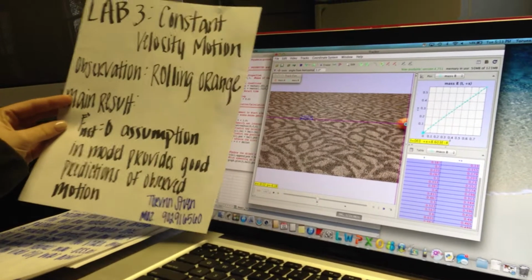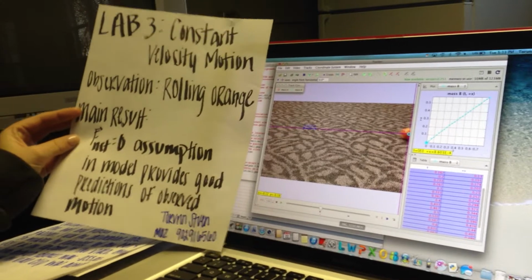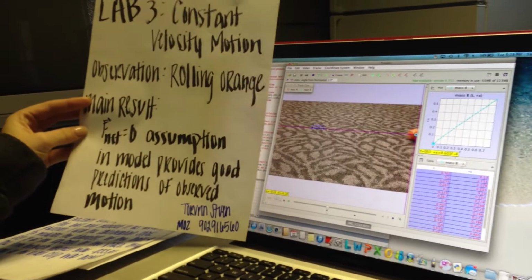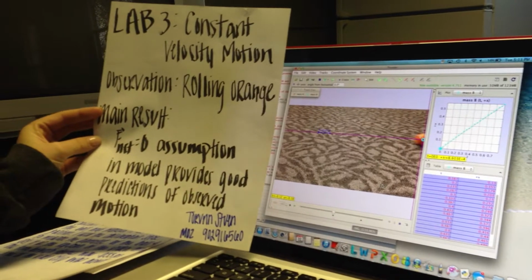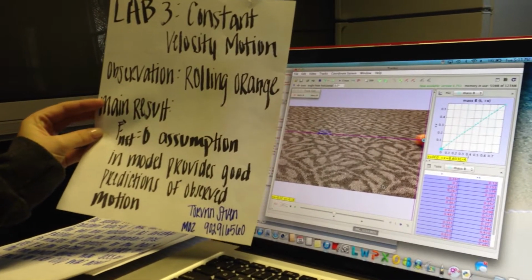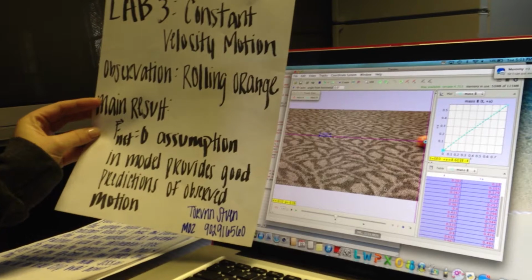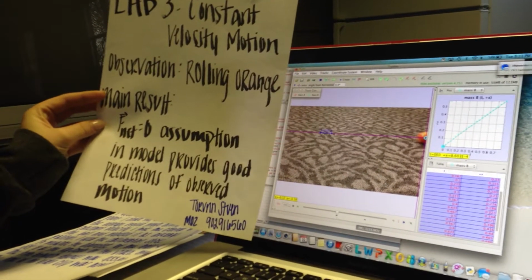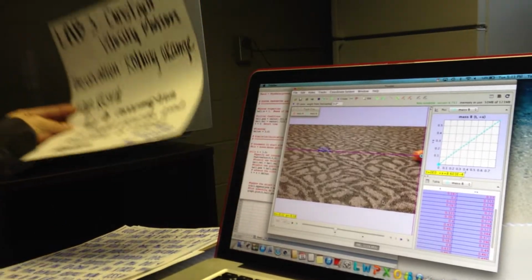This is Torrance Stewin with Lab 3, Constant Velocity Motion. Our observation was a rolling orange on carpet. We were looking for our main result to be our assumption that FNet equals 0, and that our model provides good predictions of our observed motion.